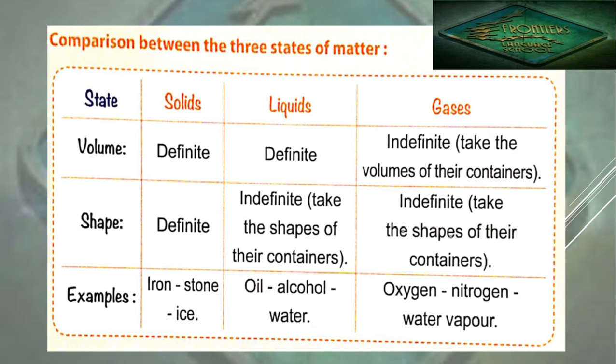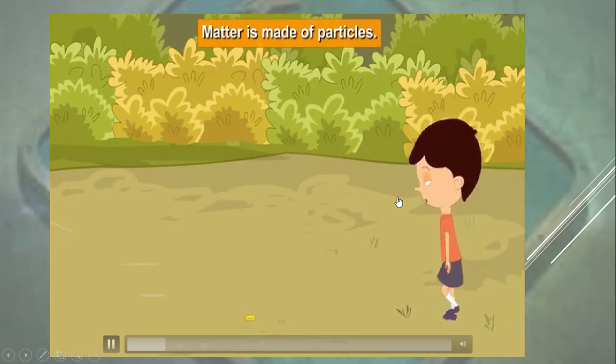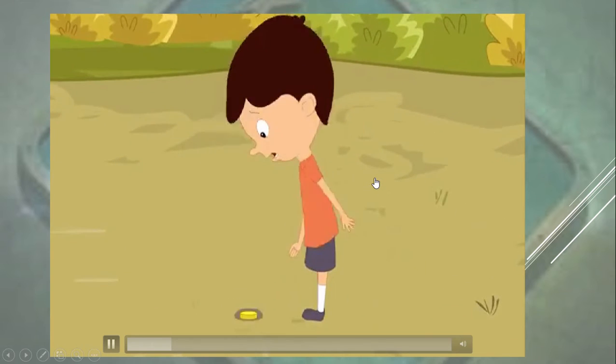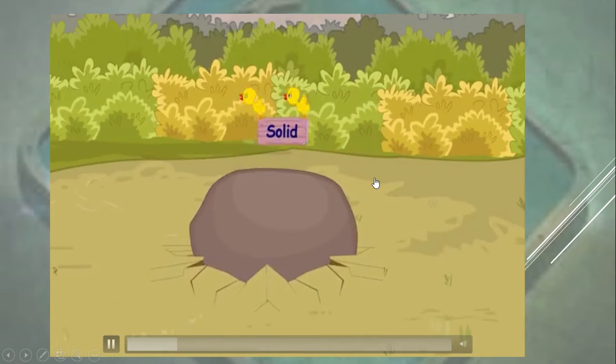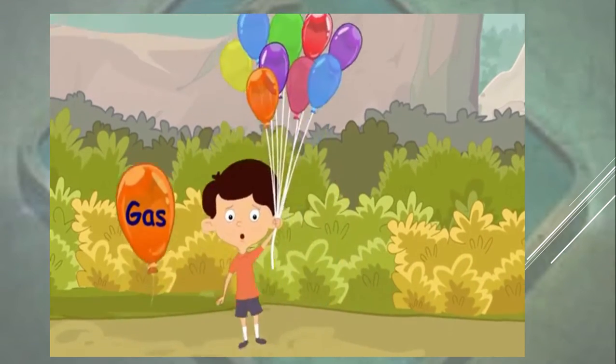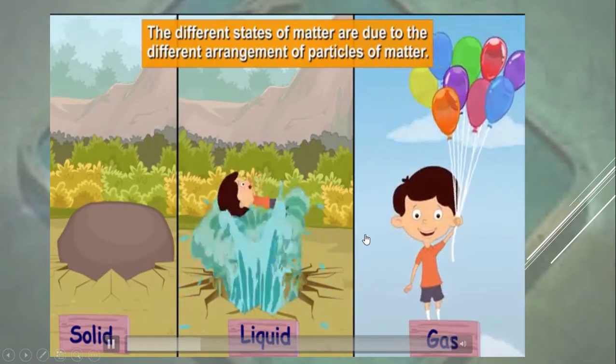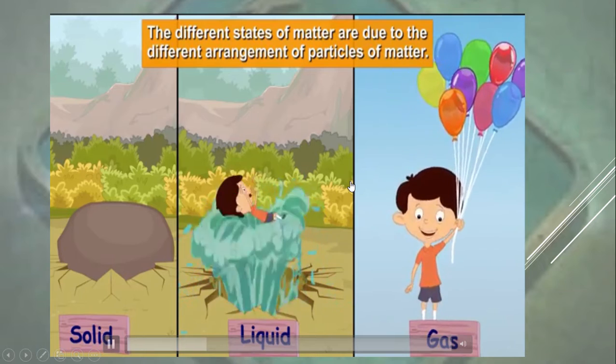Let's identify more about the states of matter by this video. Our matter is made of particles. It exists in three states, namely solid, liquid, and gas. The different states of matter are due to the different arrangement of particles of matter.